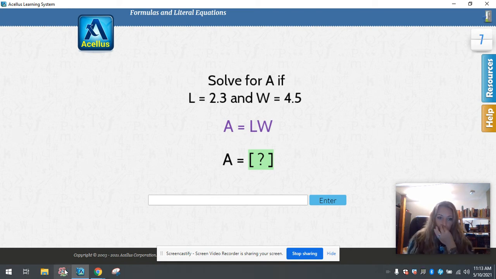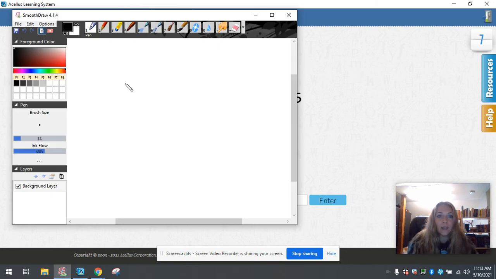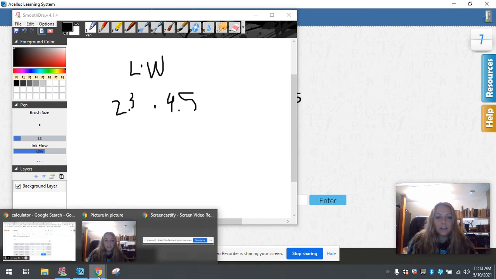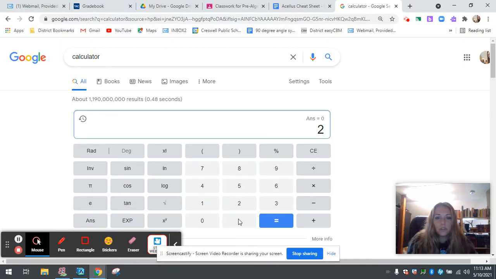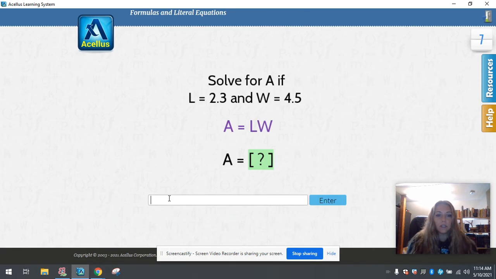So we'll do substitution, aka erase and replace, for length times width. Length is 2.3 times width is 4.5. Go to our calculator. 2.3 times 4.5, and we get 10.35. That's our area.